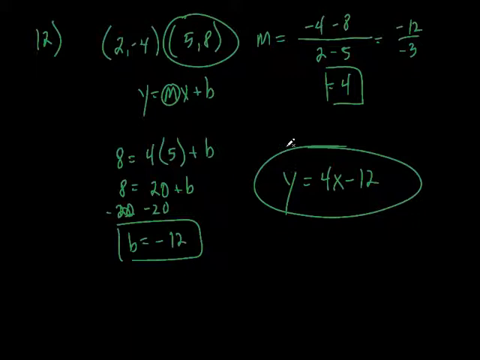A lot of people have problems with this. I'm not sure why. If you go through it enough, if you do enough of these, it should be pretty simple for you. So what did we do? Found the slope. Plug in x, y, and m for my slope-intercept form. Solve for b. And then put it all together. There's my slope. There's my y-intercept. And I'm done.